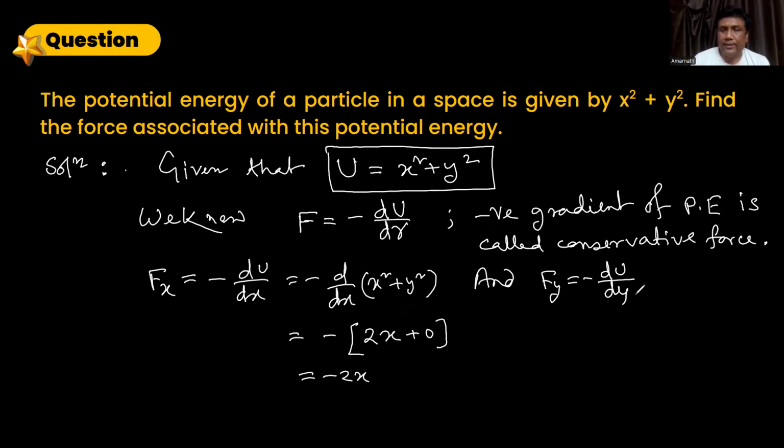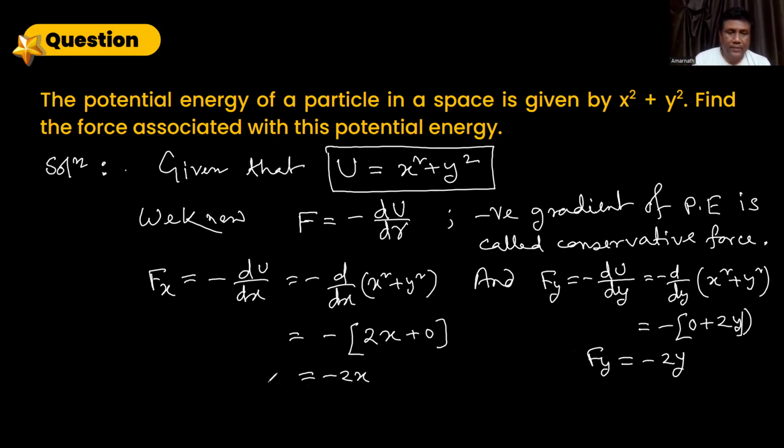Minus dU by dy. This time the x part will be constant, so it will be minus, this part constant, and this will be 2y only. So Fy will be minus 2y, and Fx was minus 2x. Therefore, the force will be, force being a vector quantity, minus 2x i cap minus 2y j cap. So this is the final answer.